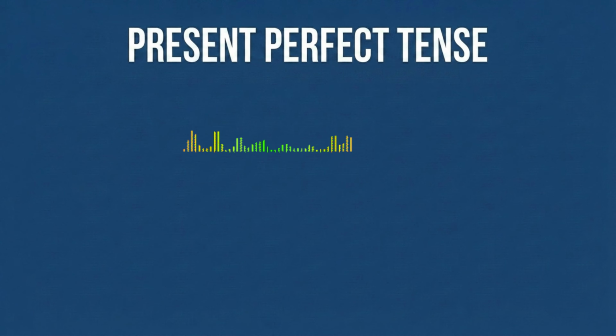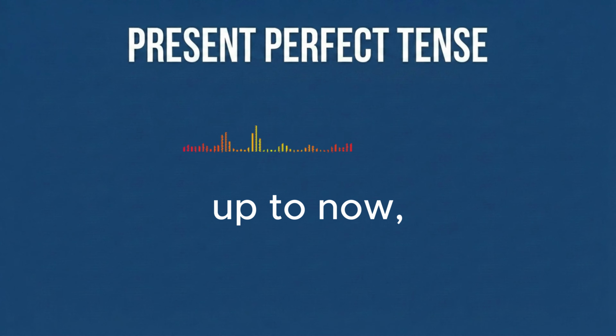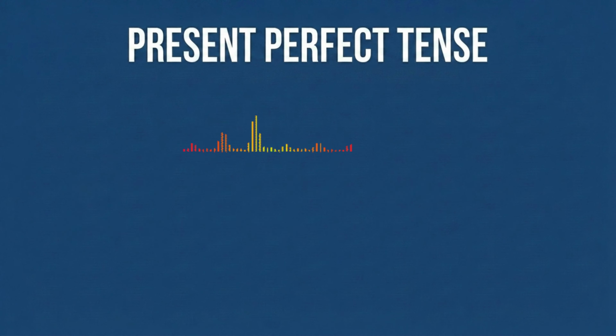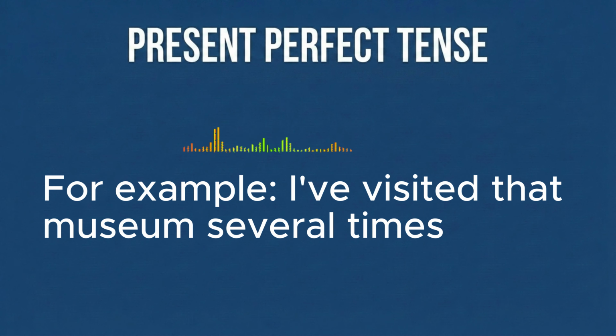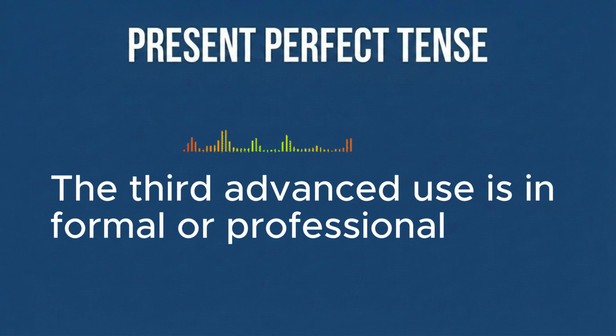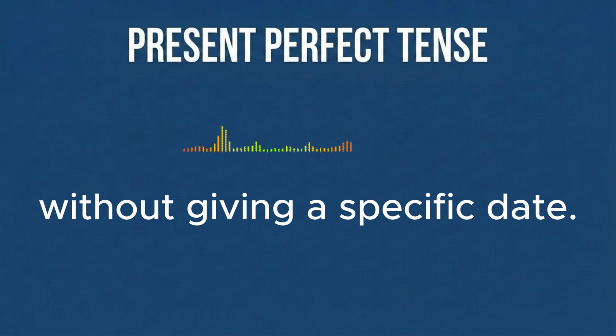seen. The second advanced use is talking about repeated actions up to now, especially with words like several times or many times. For example, I've visited that museum several times, or we've discussed this issue many times before. The third advanced use is informal or professional writing to summarize achievements or progress without giving a specific date.